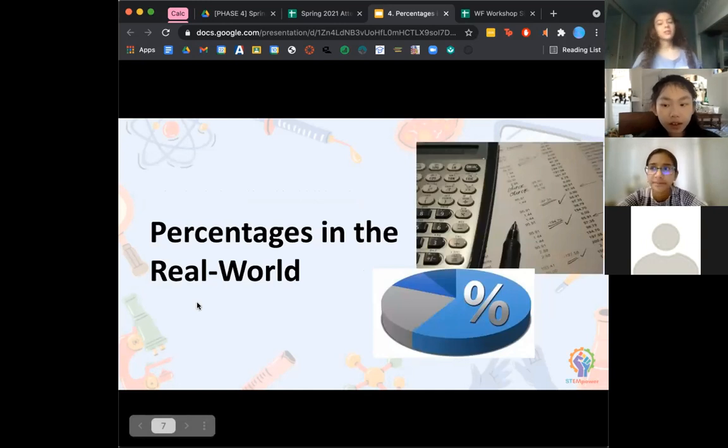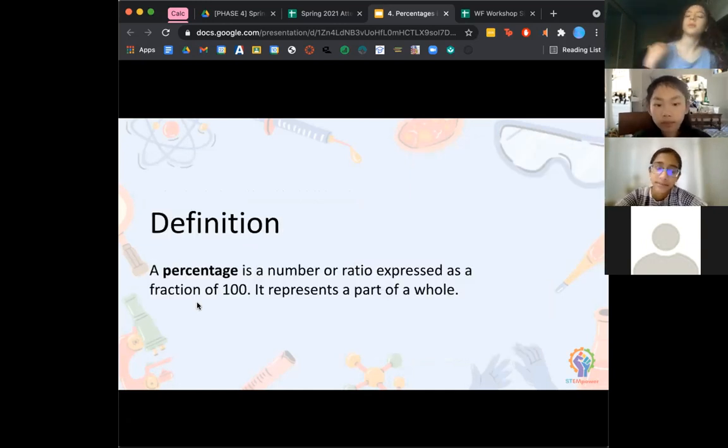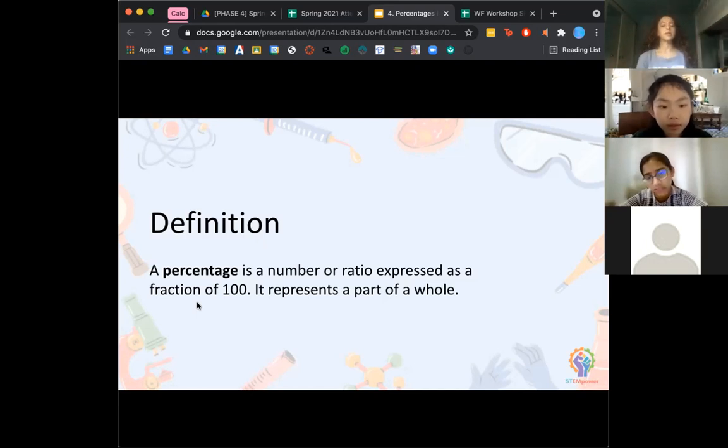Today's lesson is percentages in the real world. So first of all, what is a percentage? A percentage is a number or a ratio expressed as a fraction of 100. It represents part of a whole.